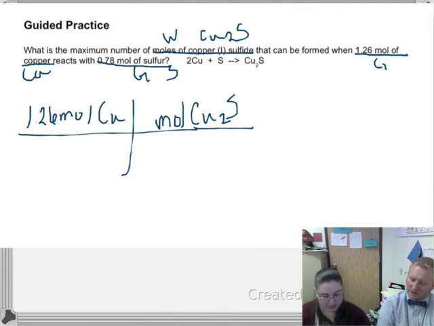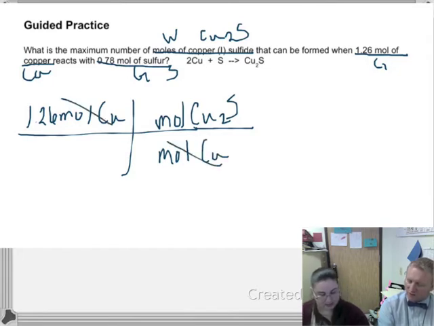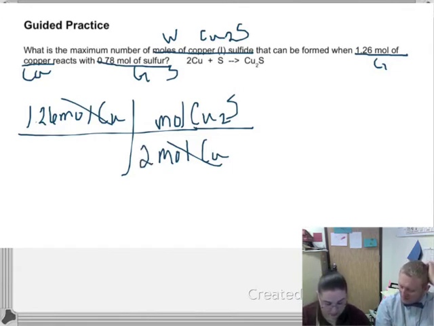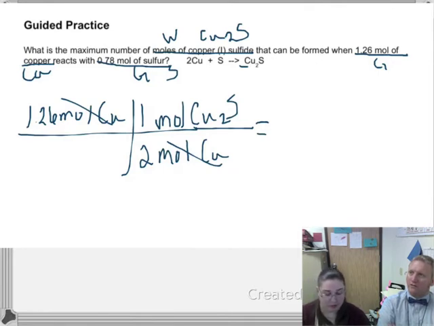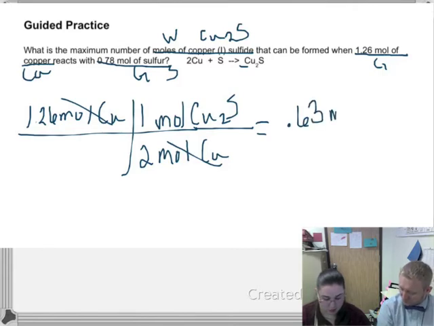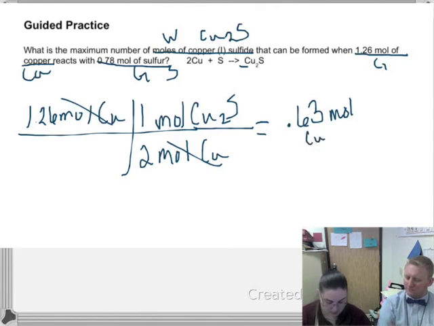We want to have moles of copper on the bottom, because we've got to cross out. Then we take the coefficients, so there's a 2 in front of the copper and nothing in front of the Cu2S, so we say it's 1. So 1.26 divided by 2 is 0.63 moles, because we have to put the units, of Cu2S. It's important to put what you're dealing with.